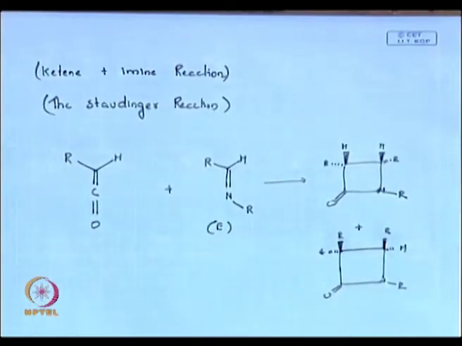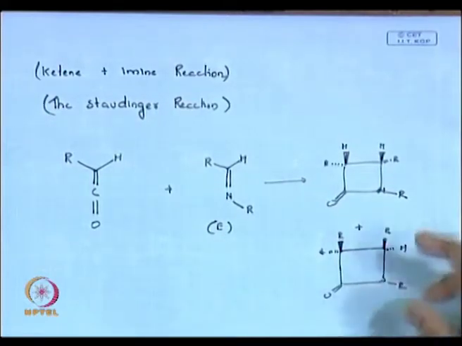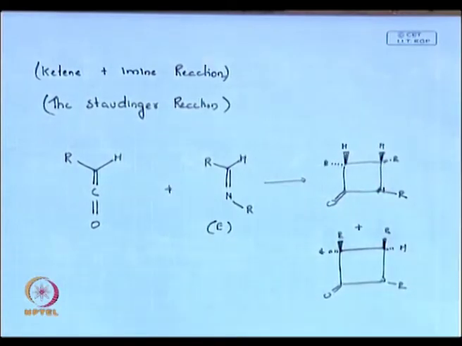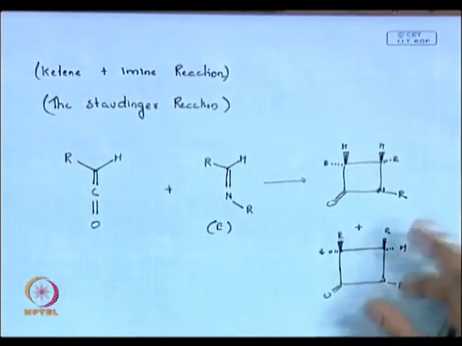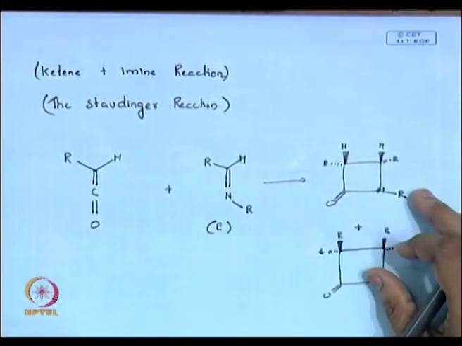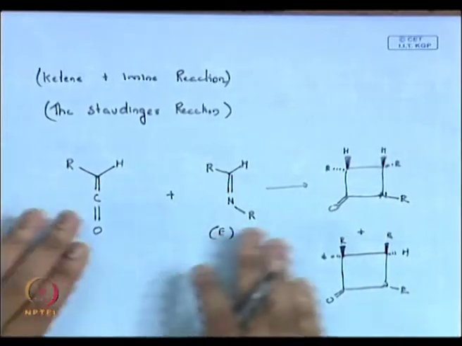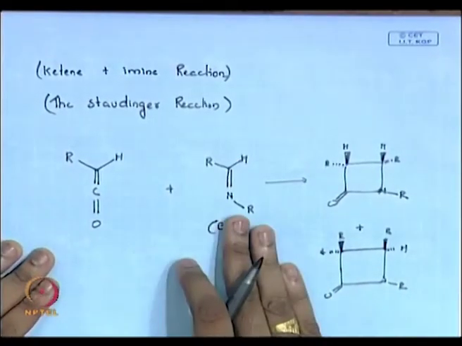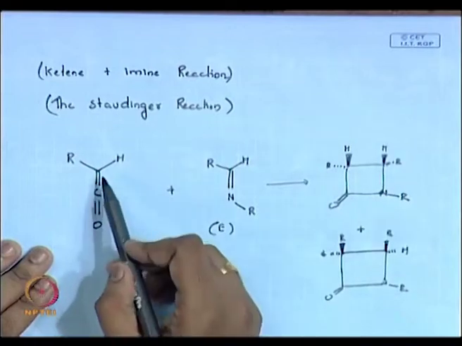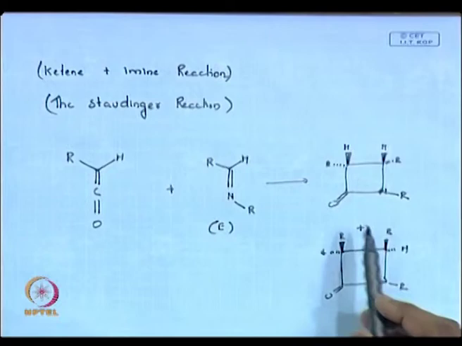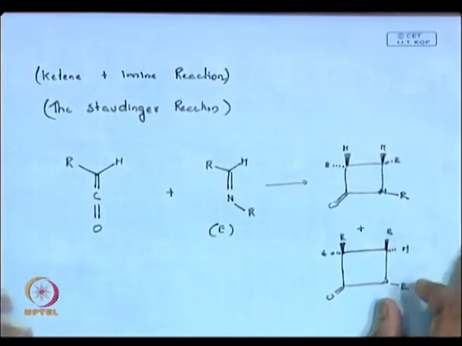In most of these cases, if you take E type of chemistry, you end up with these two products. How it happens will be interesting to see, how you get these two products. But basically it is a reaction between your ketene and imine to give you a beta lactam. You can get this reaction to give you a beta lactam, but you get two products. We will see how we can rationalize that.